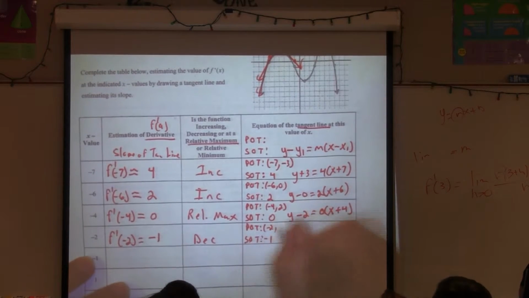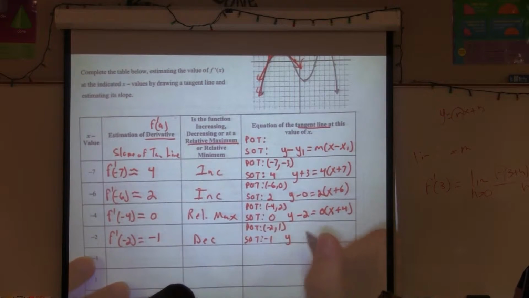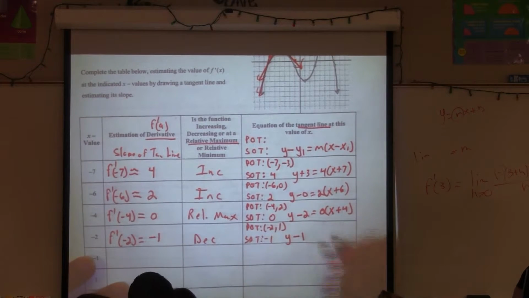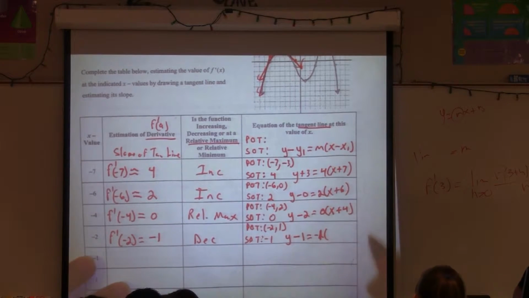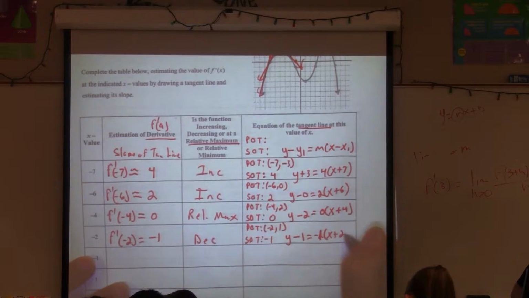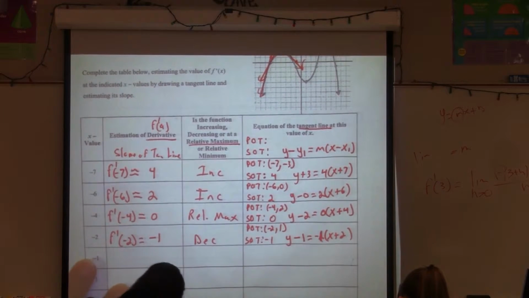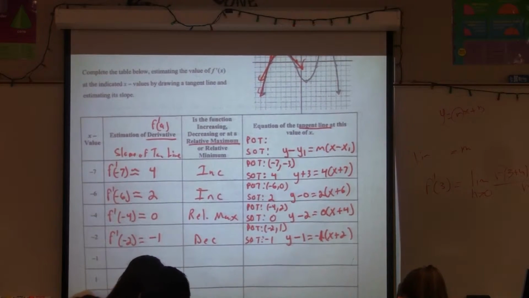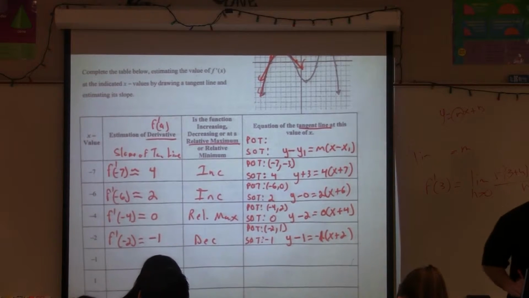Point is negative 2 comma 1. Let's go write the equation. Y minus 1 equals negative 1, x plus 2. Very good. Easy? Alright, a couple more.